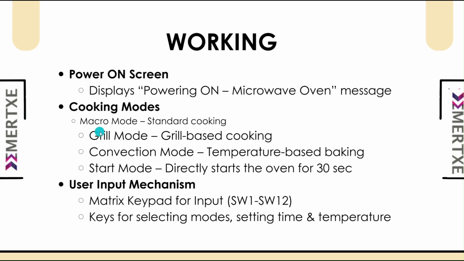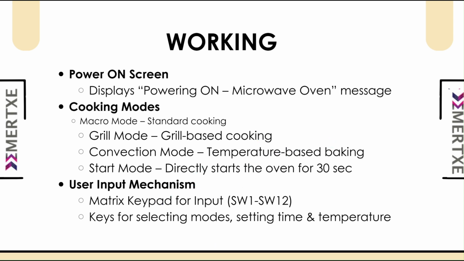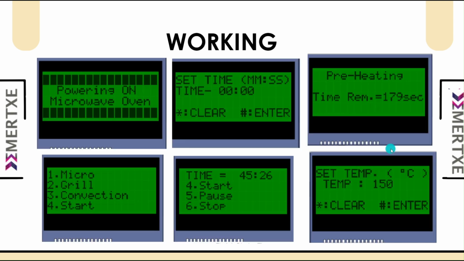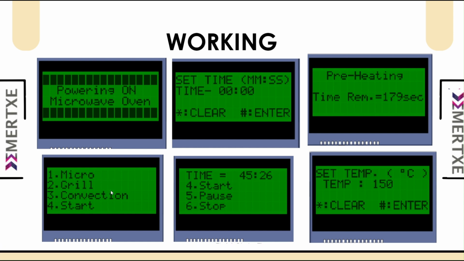After that, there are the different cooking modes: micro mode, standard cooking; grill mode, grill based cooking; convection mode, temperature based baking; start mode, directly start the oven for 30 seconds. Here is the user input mechanism: matrix keypad for input, SW and SW keys for selecting modes, setting time and temperature. Here we can see micro, grill, convection, start. These are the options, the functional requirements and working for the system. Power on screen.